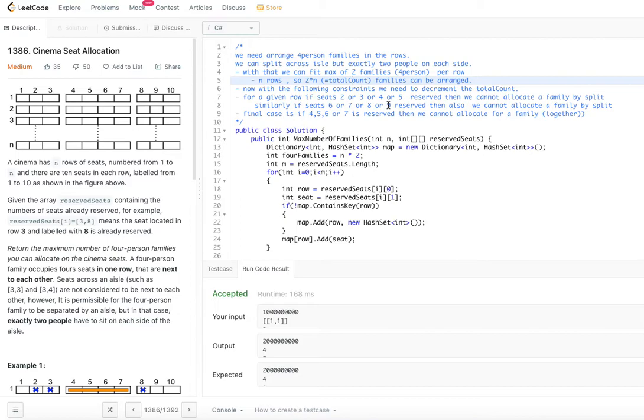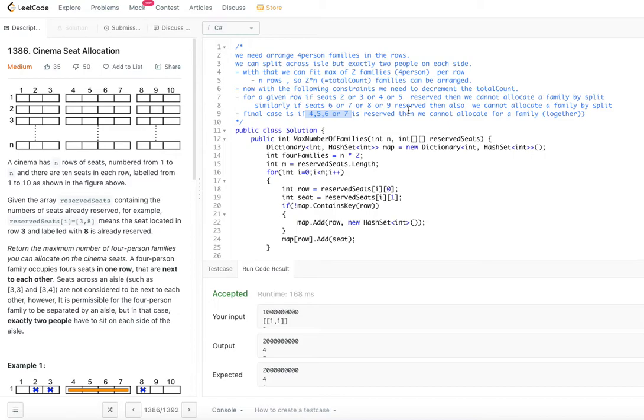But the final case, for example, if a row has 2 reserved and 8 reserved, we can still seat one family, that is 4, 5, 6, 7, right? So the final case is, if any of 4, 5, 6, 7 are reserved, then also we cannot allocate a family, right? So we have to look at 3 different cases to come up with the final number. So that is the final thing that we are going to return.